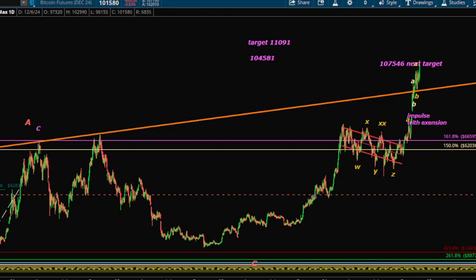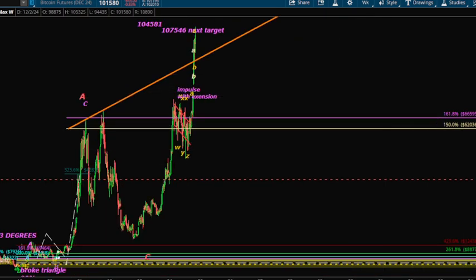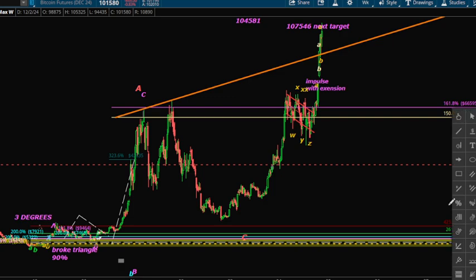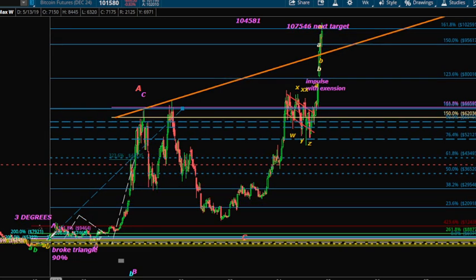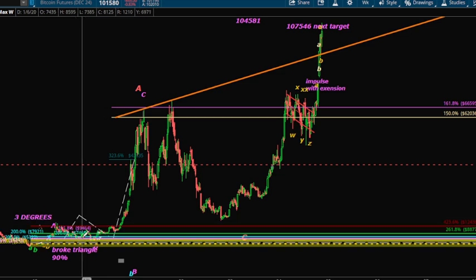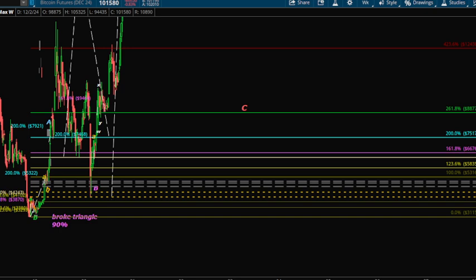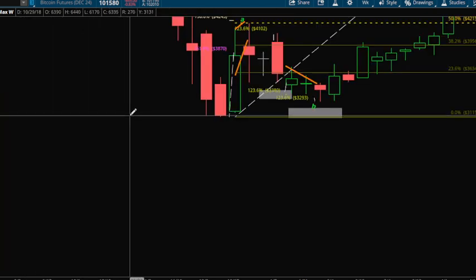So I think let's put this back on the weekly real quick, just trying to find two more long-term fibs that line up. Oh, there's such a mess down there at the bottom. I can't find the bottom. Let's see. The bottom here is at 31.31.